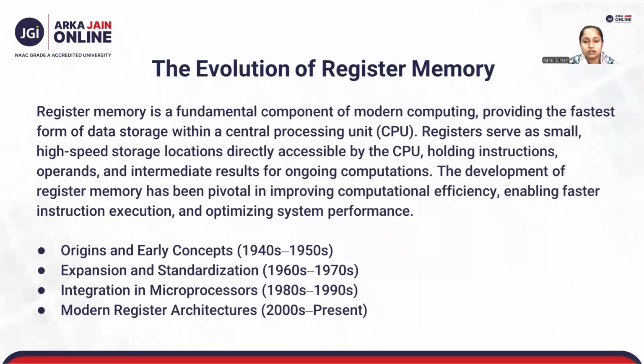Integration in microprocessors during the 1980s and 1990s. The transition to microprocessors in the 1980s marked a turning point in register memory use. Notable advancements during this period include larger register sets. CPUs like the Intel 8086, 1978, introduced an extended set of registers, improving data handling. Floating point registers. The emergence of floating point coprocessors, for example Intel 8087, provided dedicated registers for mathematical computations.